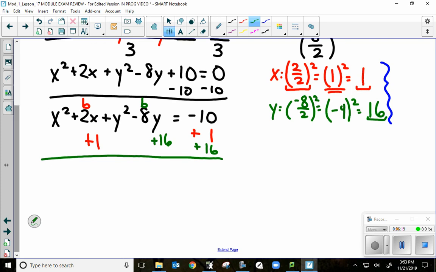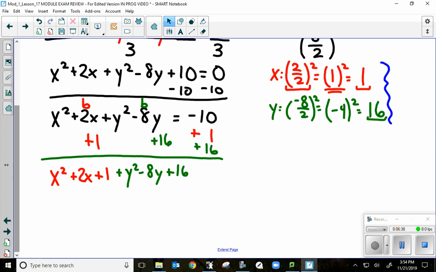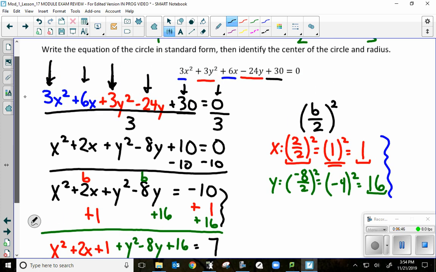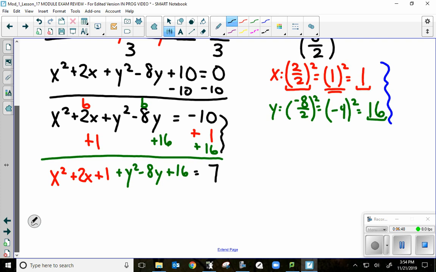Okay, let's continue to work this out. Now we're just going to rewrite this. I have x squared plus 2x plus 1. All right? Now I have plus y squared minus 8y plus 16 equals 7. If I combine all these, I should get 7. All right, let's go up here, make sure we didn't, you know, it's plus 30, we're good, we're good.